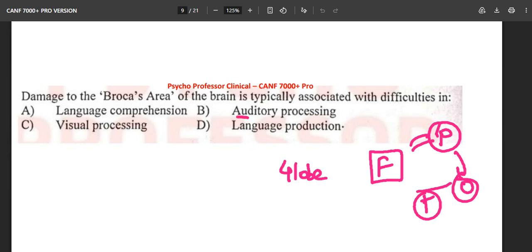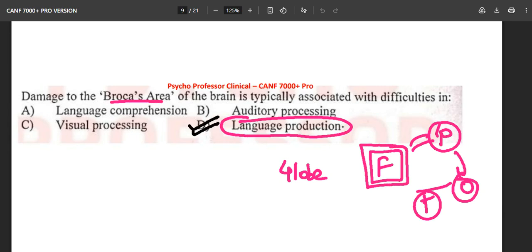Now, where is this Broca's area located? This Broca's area is located in the frontal lobe region. So option D becomes the correct answer over here. And if you have given D as the correct option, you can give yourself 1 mark. If not, deduct 0.25 marks right now.